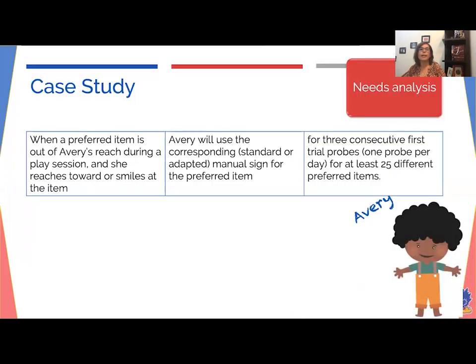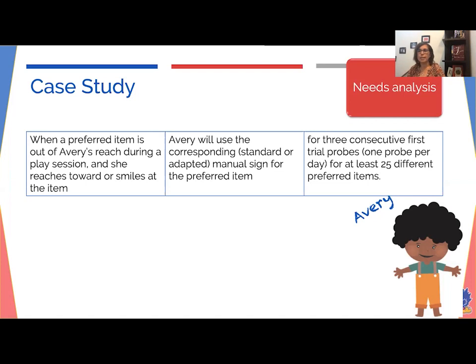So let's look at how this applies to Avery. Her team decided that counting data using first trial probes would show them whether she's learning new signs. First trial probes involve seeing what the student does independently the first time the task is presented to the student during the day. So Avery's team decided on this requesting goal.